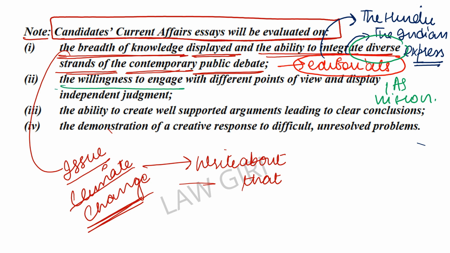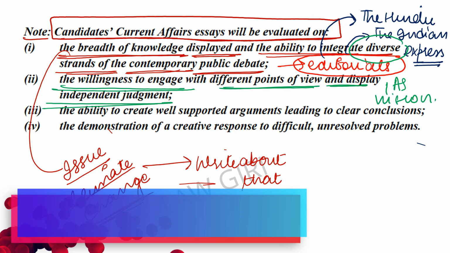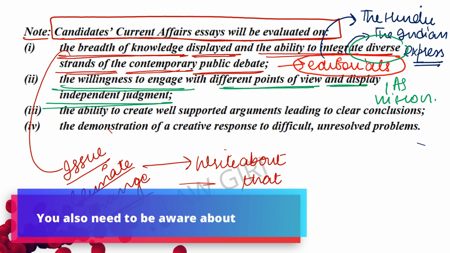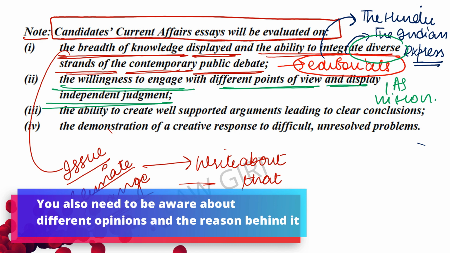The willingness to engage with different points of view and display independent judgment. Different point of view. Now here I'll give you an example. I don't know, you like Modi or you don't like Modi, whatever. Now if you don't like Modi, you will be like, okay fine, this is my point of view. Now here you need to be that middle party, leaving the like and dislike aside. You need to engage with different points of view.